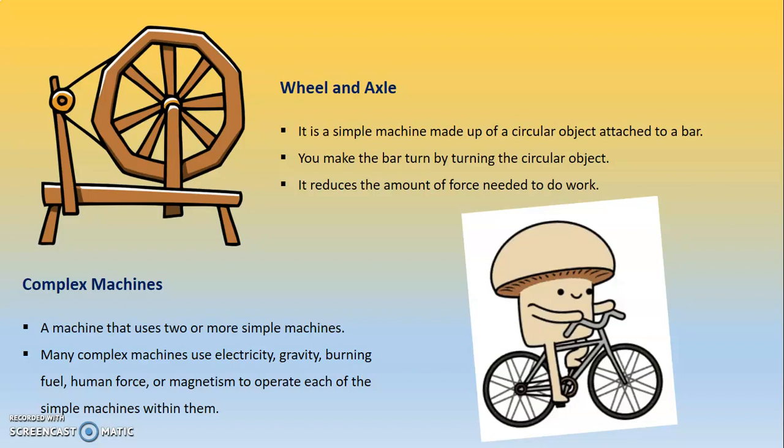Very good. Then we have wheel and axle. It is a simple machine made up of a circular object attached to a bar. You make the bar turn by turning the circular object. It reduces the amount of force needed to work. Complex machines: a machine that uses two or more simple machines. Many complex machines use electricity, gravity, burning fuel, human force, or magnetism to operate each of the simple machines within them.